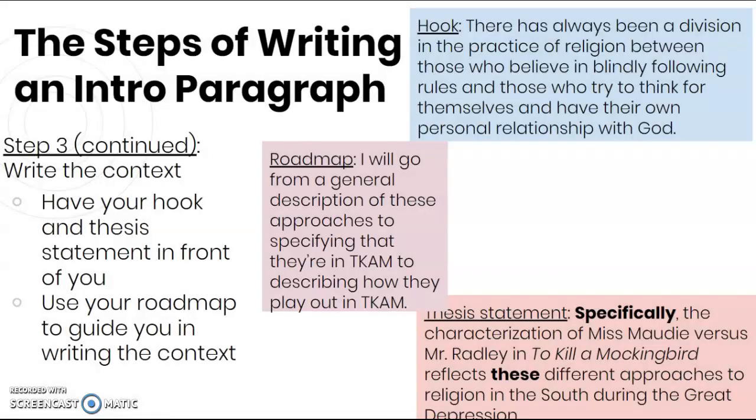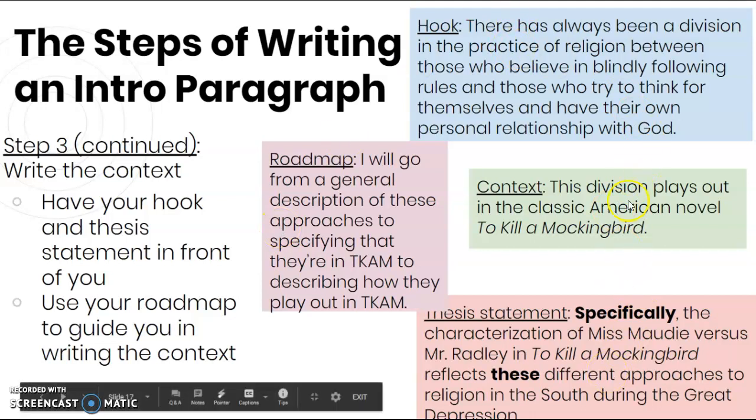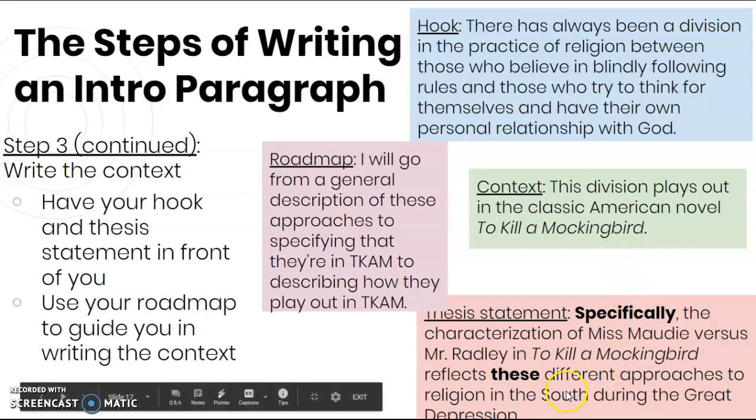Okay, so step 3, you write the context. You use your roadmap to guide you, okay? So what I'm going to have, so this is going to be my hook, then my context, then my thesis statement. See how this context, this division plays out in the classic American novel To Kill a Mockingbird? It's leading us from this very general hook about religion to like talking about how it plays out in To Kill a Mockingbird. And then my thesis gets even more specific about how it plays out in To Kill a Mockingbird.